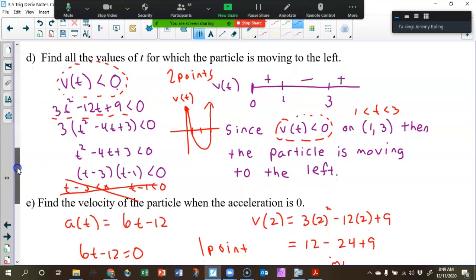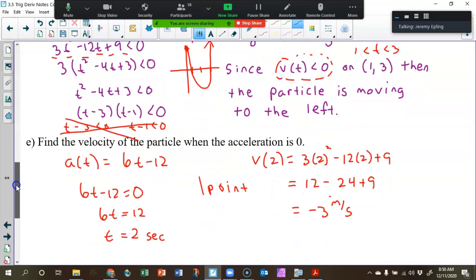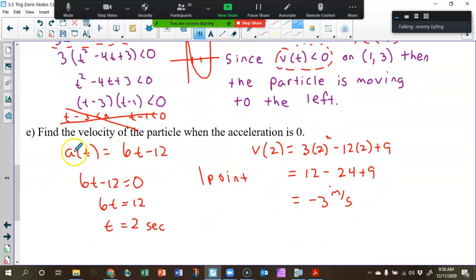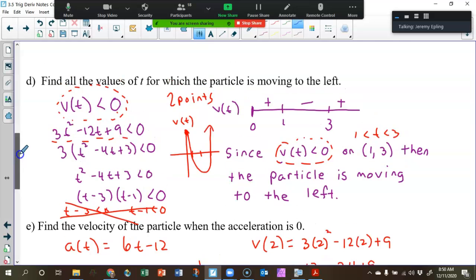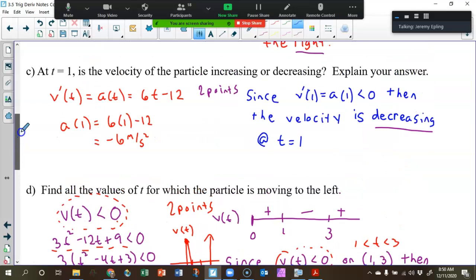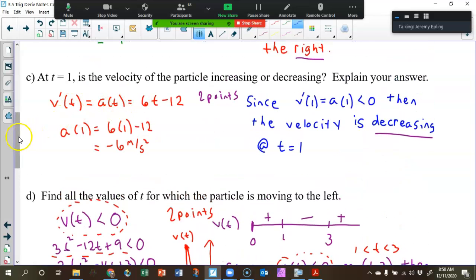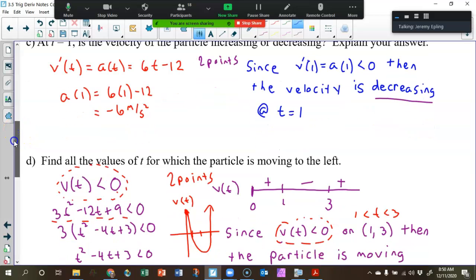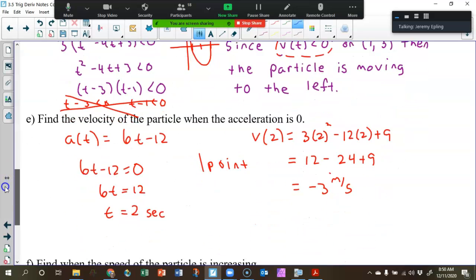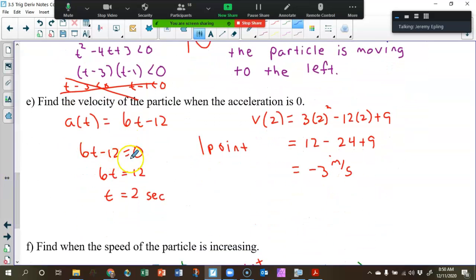Part E is an all or nothing. Find the velocity of the particle when the acceleration is equal to 0. So you've got to set your acceleration equal to 0. Back in part C, you should have noted your acceleration was the derivative of velocity or the second derivative of position. That would be just fine. And you have to write equals 0. Don't just do 6t minus 12, t is equal to 2. You've got to have that equation to solve.